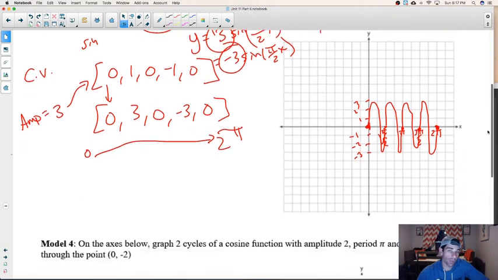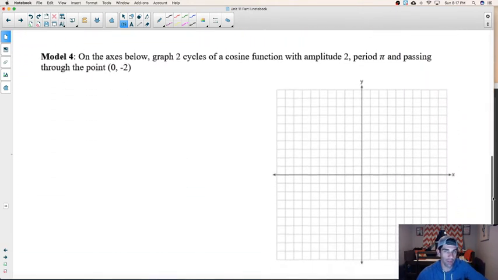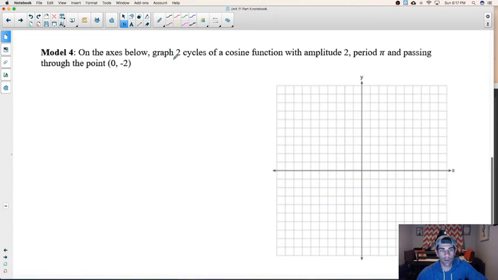All right, now why was that important? Because here they're telling you: on the set of axes below, graph 2 cycles of a cosine function with an amplitude of 2 and a period of pi. That's how long it takes to complete one cycle. And it has to pass through the point 0, -2. So we know our amplitude was 2, so it's going to go as high as 2 and as low as -2. Skip 1, pi over 2, skip 1, pi, skip 1, 3 pi over 2, skip 1, 2 pi.